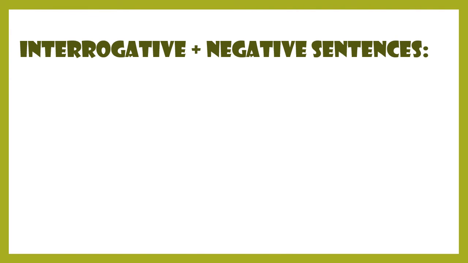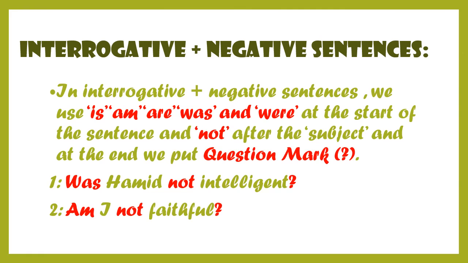Interrogative plus negative sentences. In interrogative plus negative sentences, we use is, am, are, was and were at the start of the sentence and not after the subject. And at the end, we put a question mark. So first of all, we shall write the helping verb, that will be is, am, are, was or were. Then after that, we shall write the subject, then not. Then at the end of the sentence, we shall put a question mark.